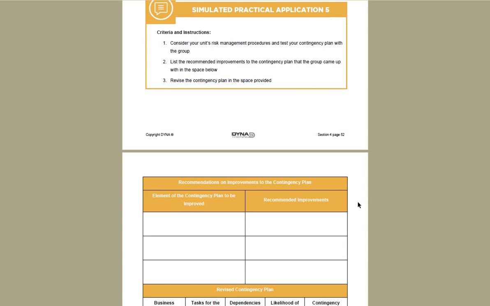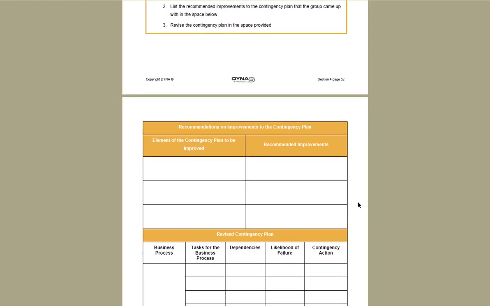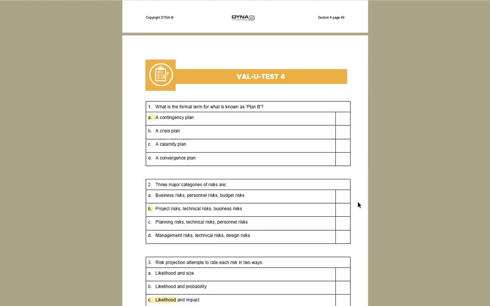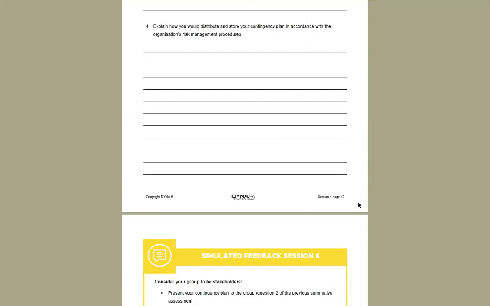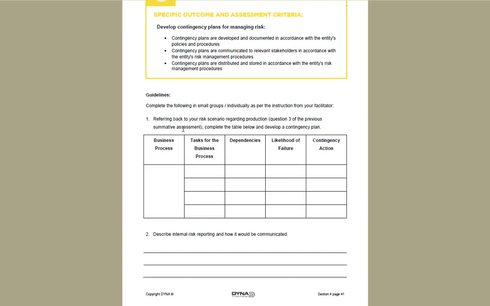So the first criteria on page 52, it says consider your unit's risk management procedures and test your contingency plan with the group. List the recommended improvements to the contingency plan that the group came up with and revise the contingency plan in the space provided. Okay, so remember we did a little bit earlier, this was the contingency. So let's go here, page 41. We looked at a contingency plan over here.